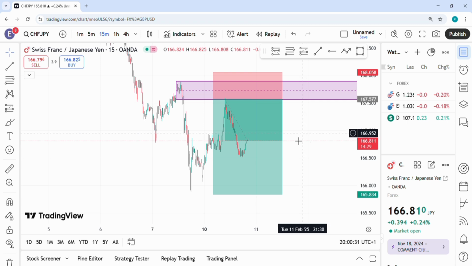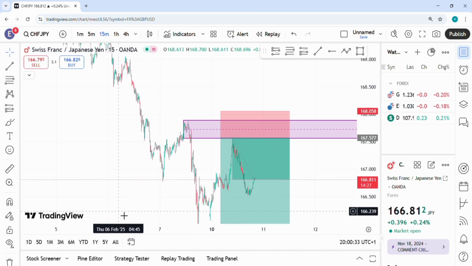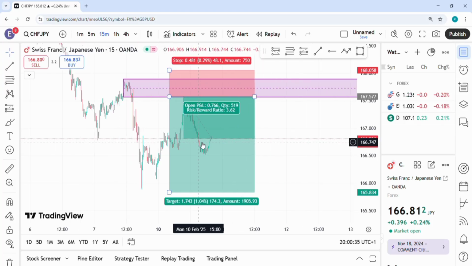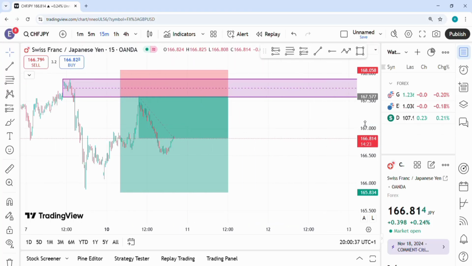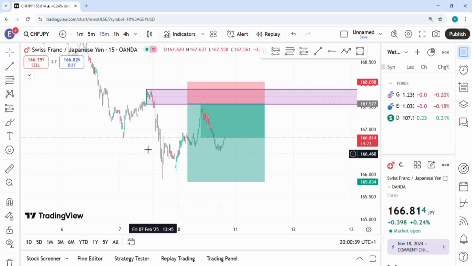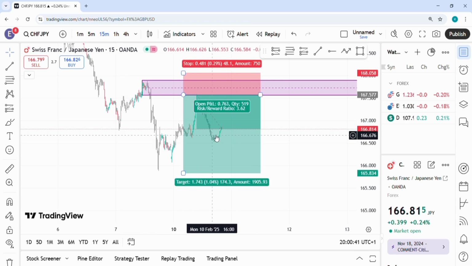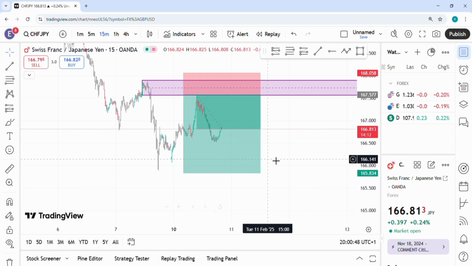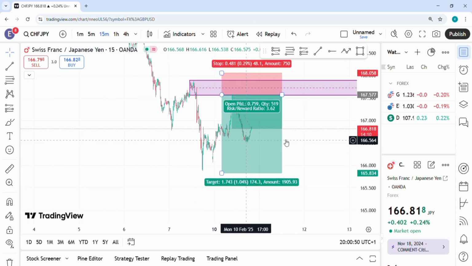This is the 15-minute time frame CHF update. I'm still holding this trade, and I told my students to also hold the trade or set their stop loss to break even. Let's see if price can take out this low. Once price has taken out this low, then I think we will be going down. If you can see a sweep of liquidity below here, we are going down.